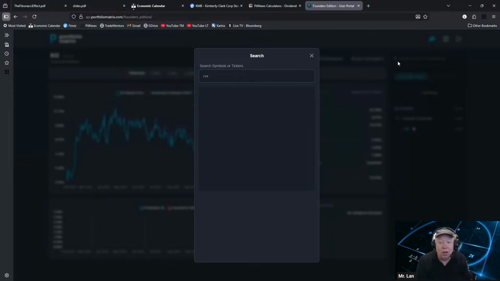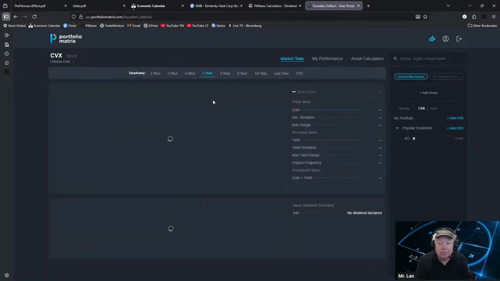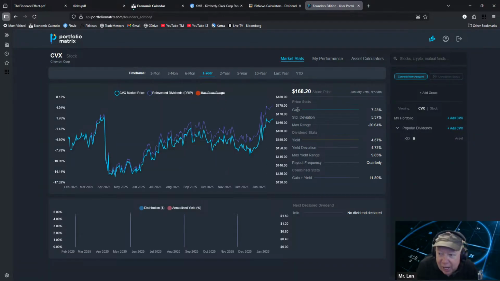And it's going to do all that hard work for us. And it's going to show us a chart. So now we got the gain, which is 7.23%. So that's how much our house, our rental property has gone up in value. And we received 4.5% in rent last year. So this is last year.